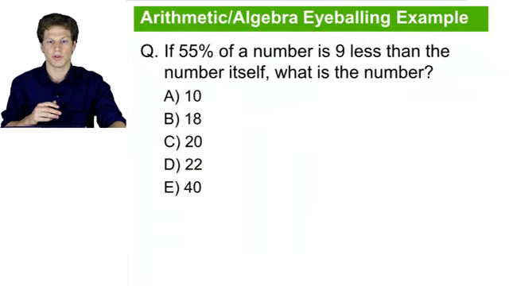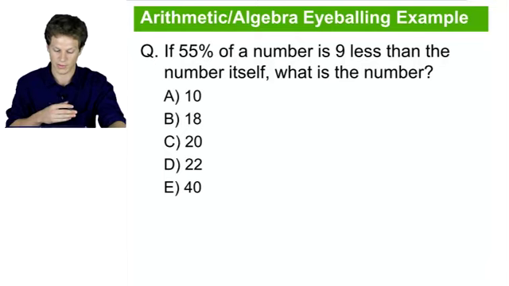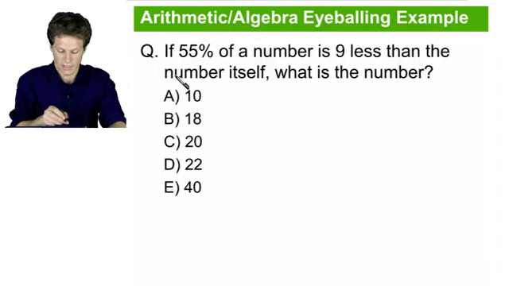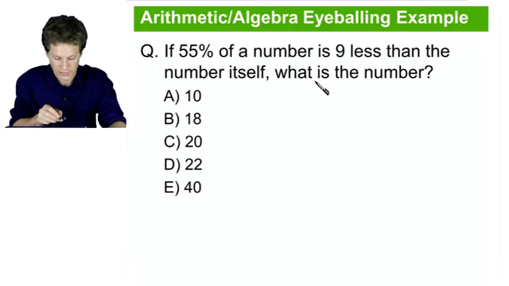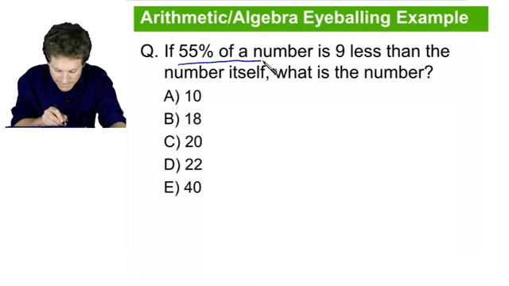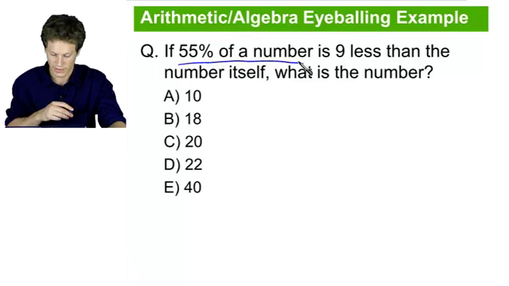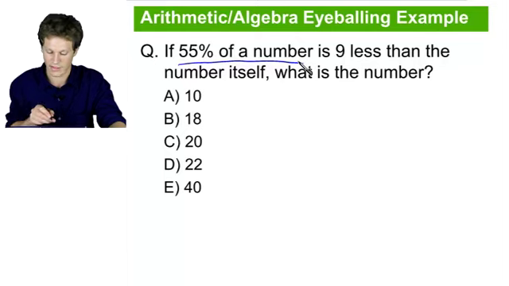You can, however, also use estimating or eyeballing on questions without diagrams, like this one. This happens to be an arithmetic or algebra example, but we can still use it here. If 55% of a number is 9 less than the number itself, what is the number? So 55% of a number is about half of a number. In fact, then it also tells us that it's 9 less than the number itself.